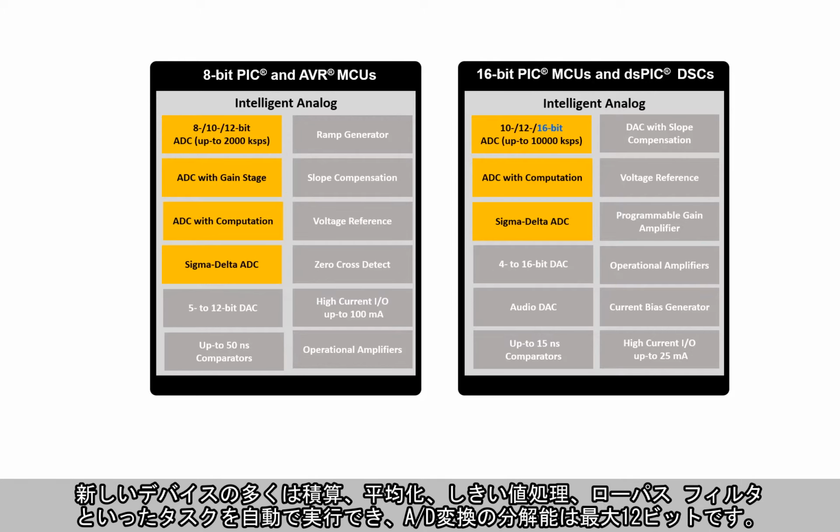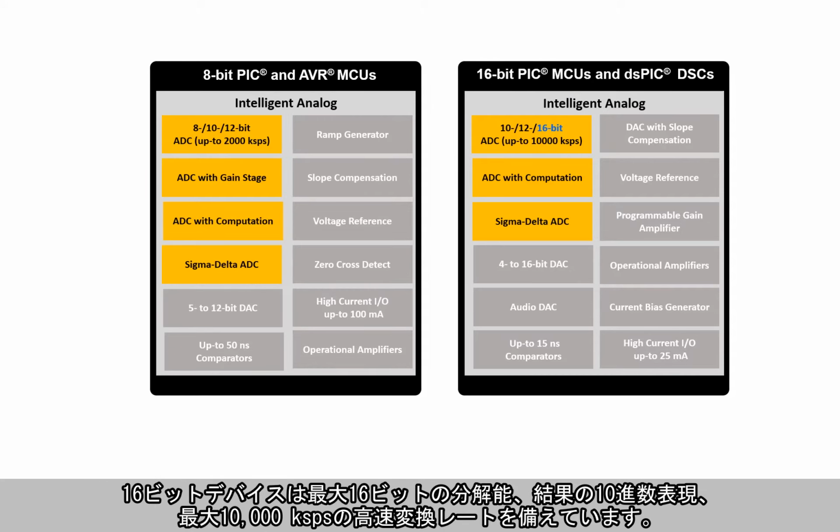Many newer devices further feature the ability to automate tasks like accumulation, averaging, thresholding, and low-pass filtering with A to D resolutions up to 12 bits. 16-bit products add to these features with up to 16 bits of resolution, decimal result representation, and faster conversion rates of up to 10,000 kilosamples per second.